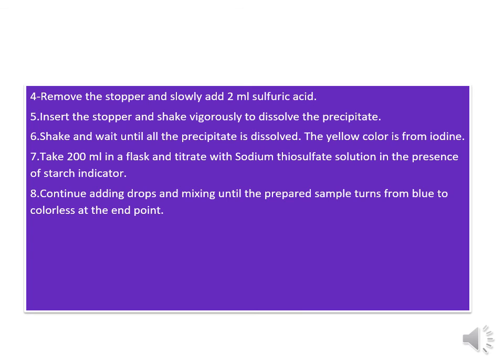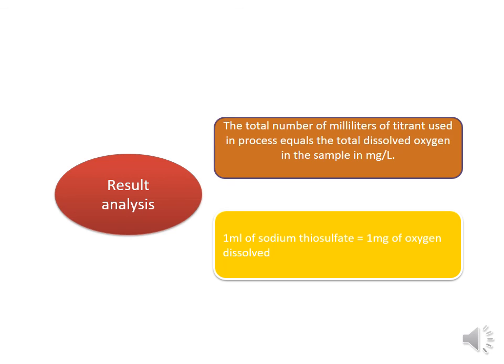The color is from iodine. Take 200 ml in a flask and titrate with sodium thiosulfate solution in the presence of starch indicator. Continue adding drops and mix until the prepared sample turns from blue to colorless at the end point. Now for the result analysis: the total number of milliliters of titrant used in this process equals the total dissolved oxygen in the sample, and 1 milliliter of sodium thiosulfate is equal to 1 mg of dissolved oxygen.